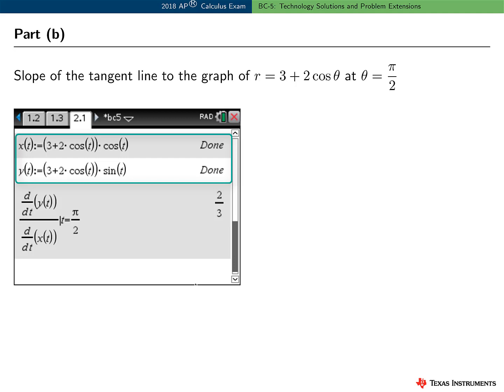Now here I defined x and y using the expression for r. And I used the parameter t rather than theta on the TI-Nspire. The slope is dy/dt divided by dx/dt, evaluated at t equals pi over 2. That's a pretty quick, accurate method using technology to get the final answer here of 2/3.